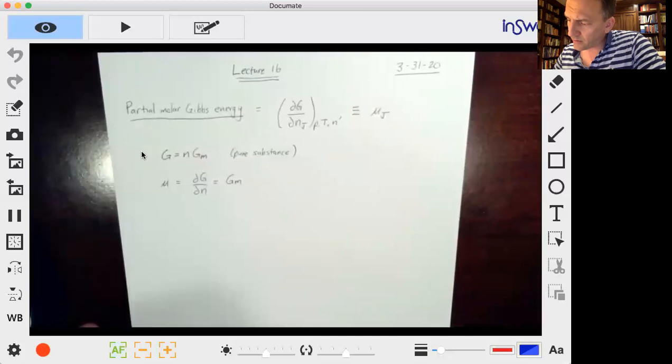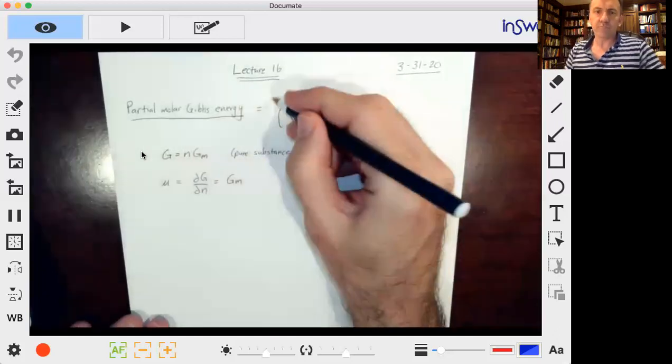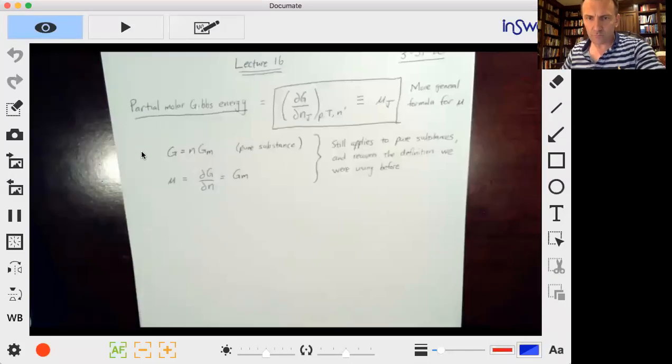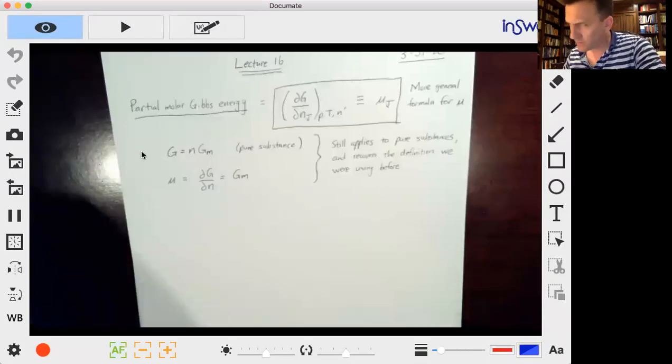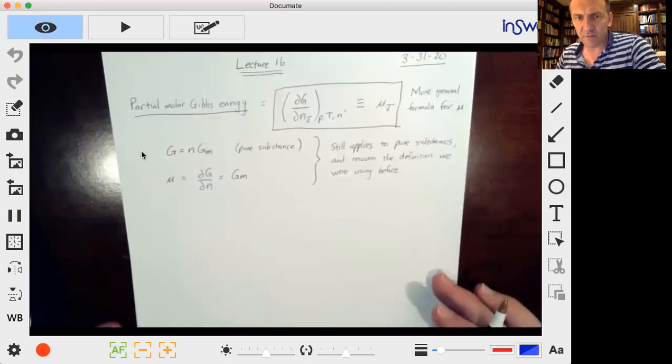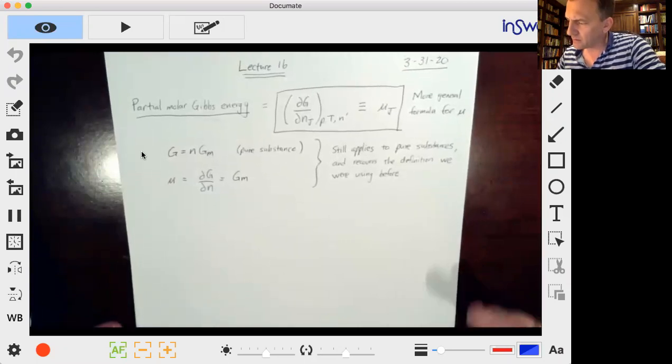So now we're using mixtures, and so we need a more general definition for the chemical potential, and that's given by this equation. Okay, so I added a few notes here. One nice thing about doing this with a document camera is that I can take these papers and scan them and put them online for you. So you don't have to write all this down, although you're welcome to take notes.